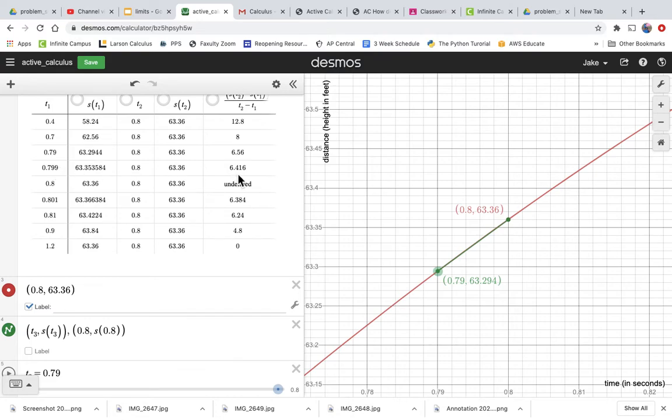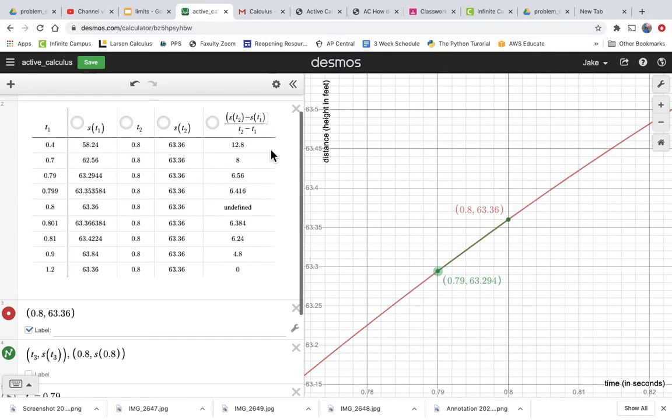The problem is if we get all the way to 0.8 seconds, then our calculation of average velocity is undefined. It breaks. But we could see what it is on the other side of 0.8 seconds. If we moved this secant line over here, instead of approaching 0.8 seconds from the left, we were approaching 0.8 seconds from the right. Well, we could be all the way out at 1.2, zoom into 0.9, then 0.81 and 0.801, and we'd be getting very close to this 0.8 seconds.